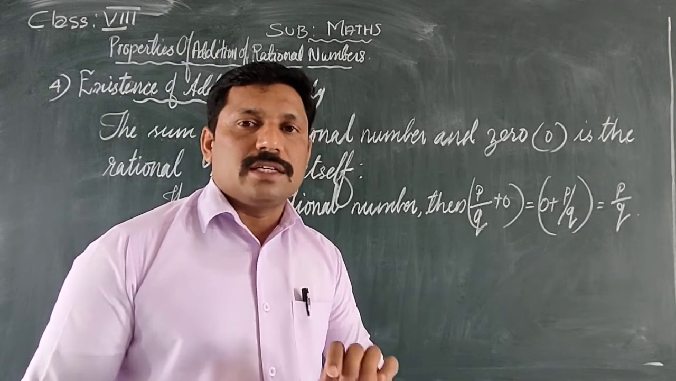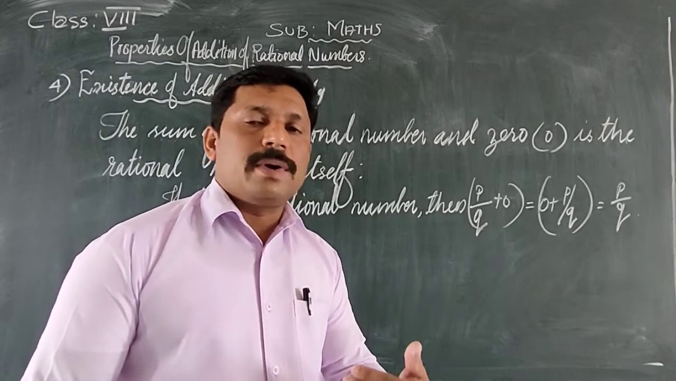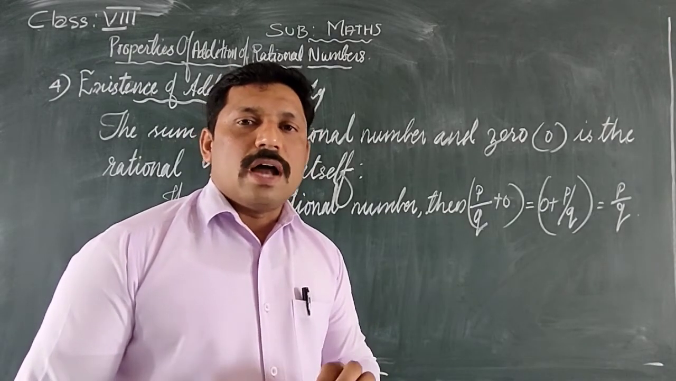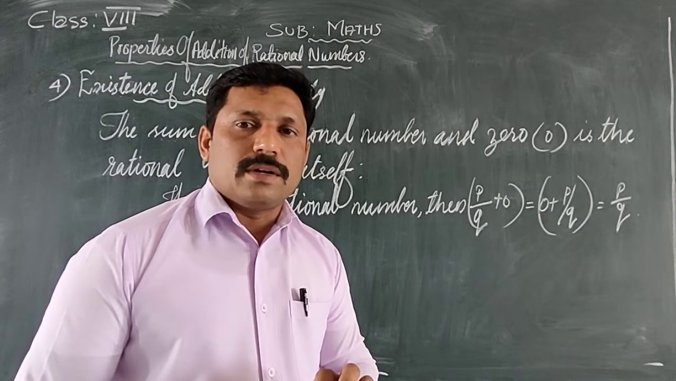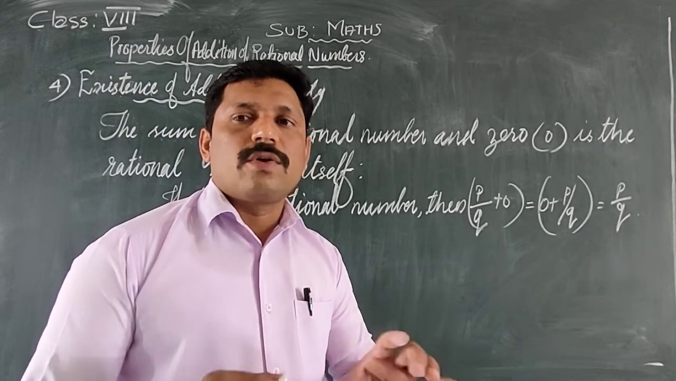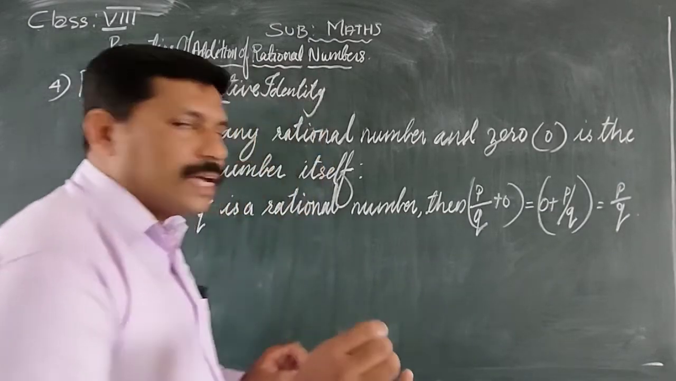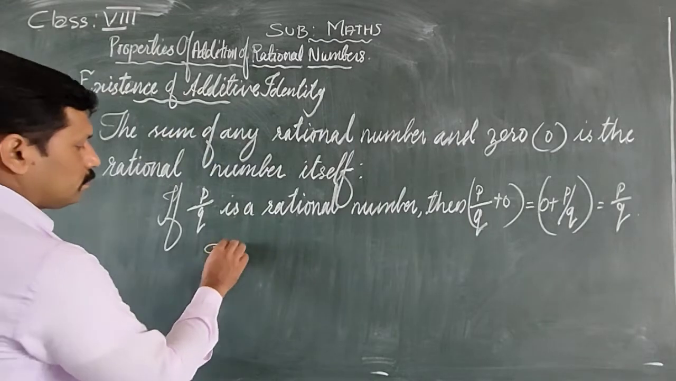It means that when 0 is added to any rational number or any rational number is added to 0, the value will be the same rational number. It will not change. That means the identity of that number will not change. Therefore, 0 is called the additive identity of rational numbers. Here we can see with an example.